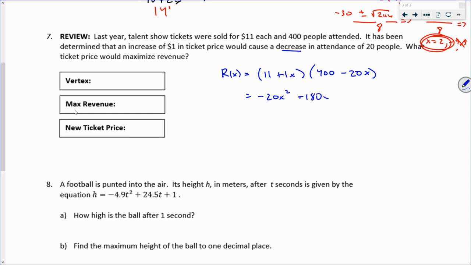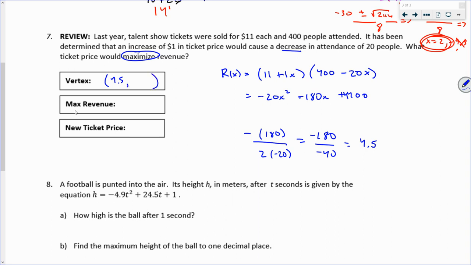Plus 180x. I'll let you verify that for yourself. Plus 400 or 4,400. Now, when it says maximize, it's telling us to find the vertex. So I'm going negative b over 2a, which is negative 180 over negative 40, which is 4.5. So I now know the x coordinate is 4.5.